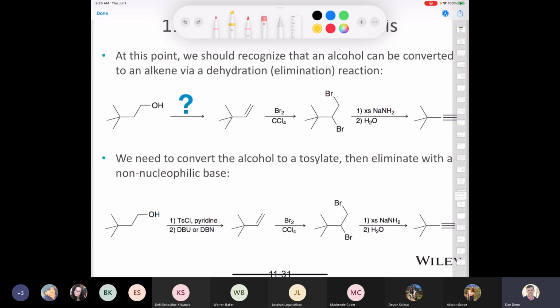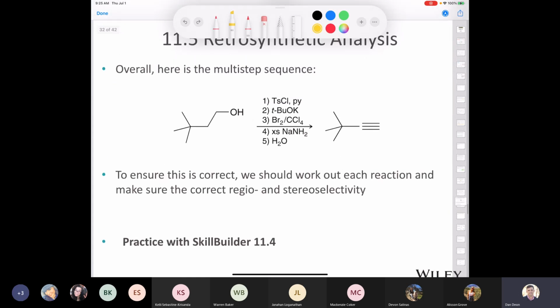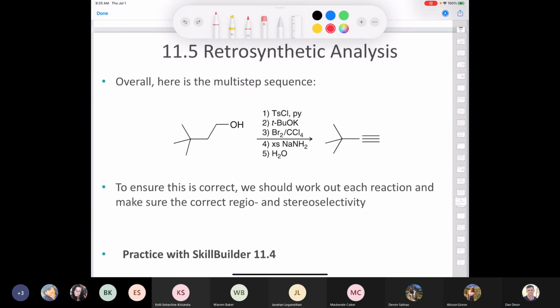So I think this is a really great example of how it might be handy to go backwards, right? Just to solve it using retrosynthetic analysis. So overall, it's a 5-step synthesis, right? Treating it with tosyl chloride to create a good leaving group. Then again, it says potassium t-butoxide here. You could use DBU or DBN. Either one's going to work. You just need a strong base that's a weak nucleophile.